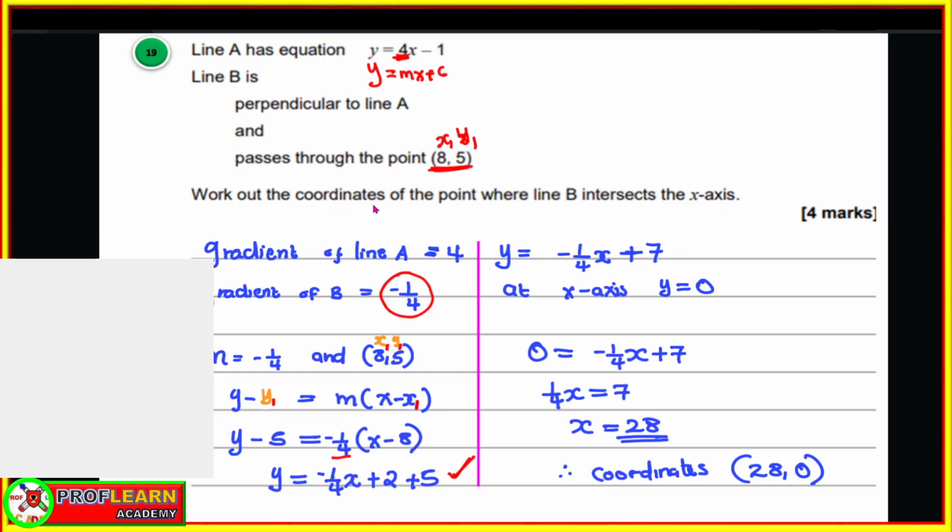But you are told to find the coordinates of the point where line B intersects the x-axis. We have the equation of B. This is the equation of B. But where does it intersect the x-axis?